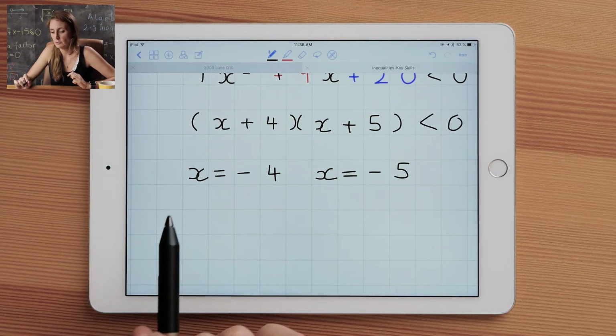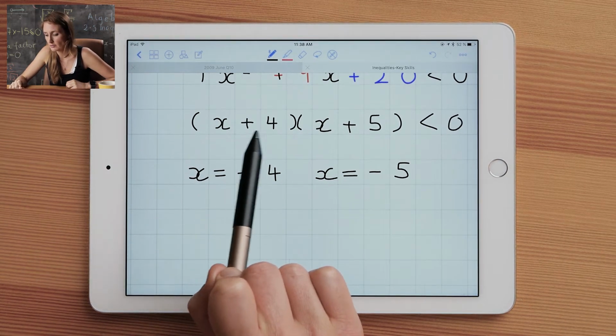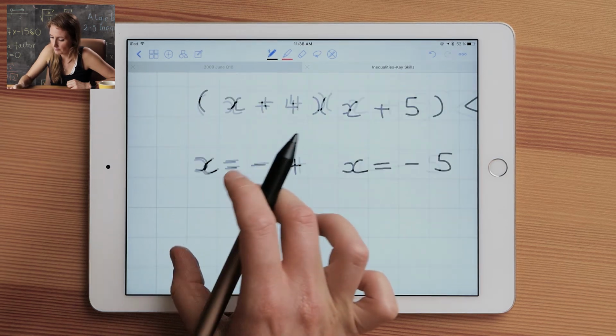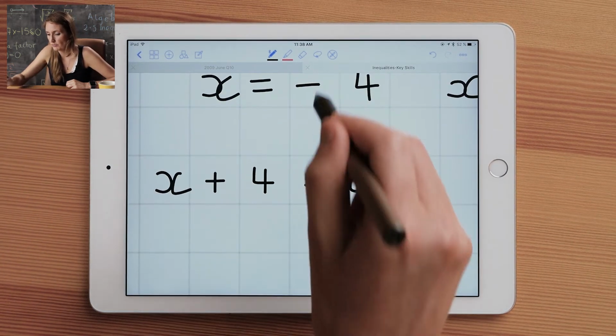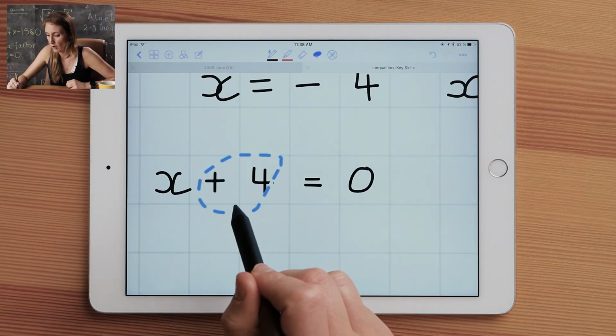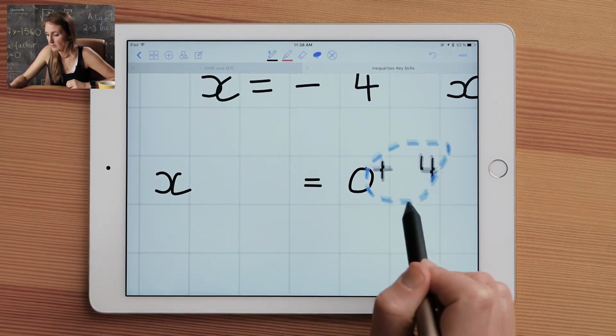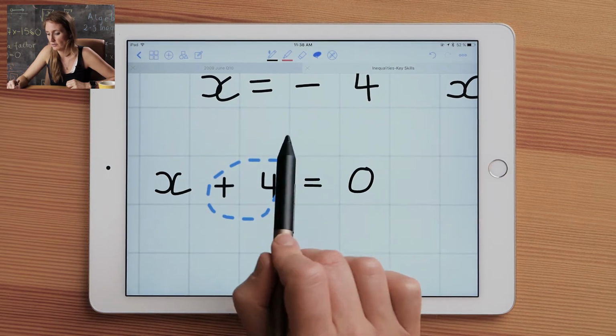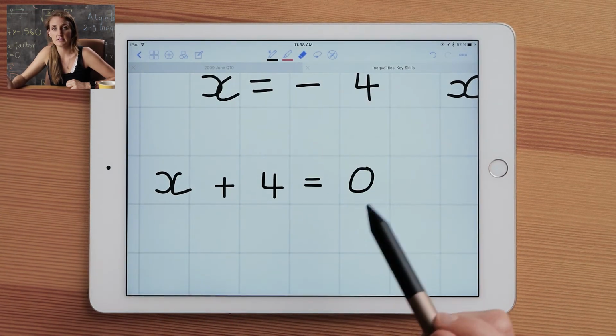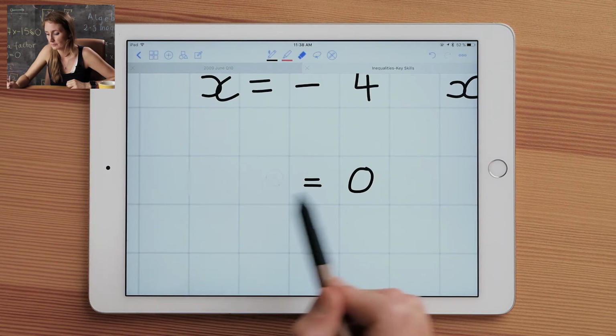If you're not sure how to do that, what you do is you do x plus 4 is equal to 0. Then you solve for x, so you move the plus 4 over to the other side where it will change to -4. So that's how you're going to get x is equal to -4.